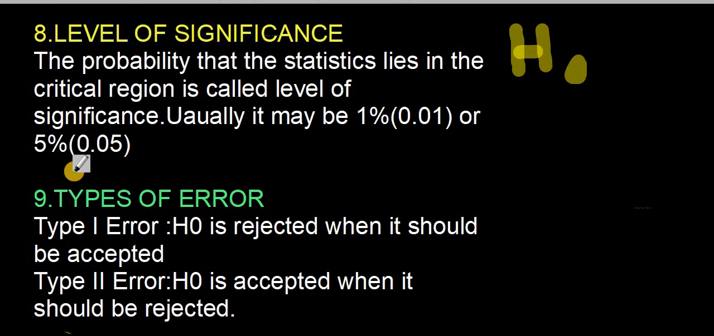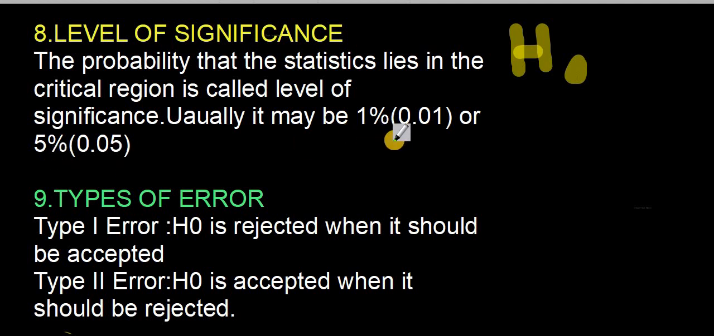At 95% confidence, whether we are rejecting H naught or accepting H naught, these are called level of significance. Level of significance means the level at which the significance exists. There are usually only two levels we take into account: one is the 1% level, another is the 5% level.